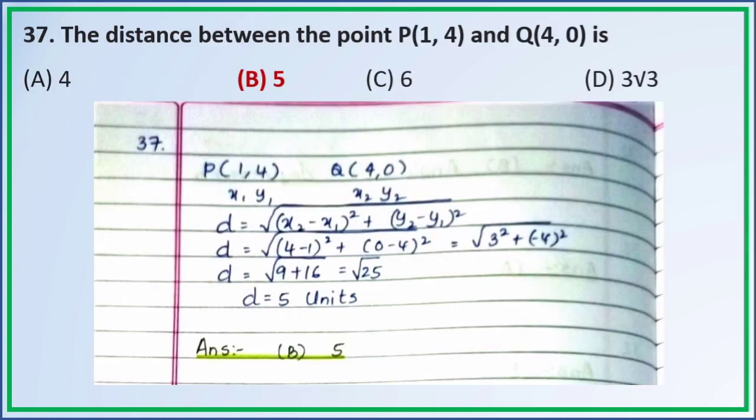Now, moving to question number 37, the distance between the points P(1, 4) and Q(4, 0) is. By using the distance formula, D equals root of (x2 minus x1) whole square plus (y2 minus y1) whole square, and substituting the values of x1, y1, x2, y2, we get D as 5 units. Therefore, the distance between the points P(1, 4) and Q(4, 0) is 5 units.